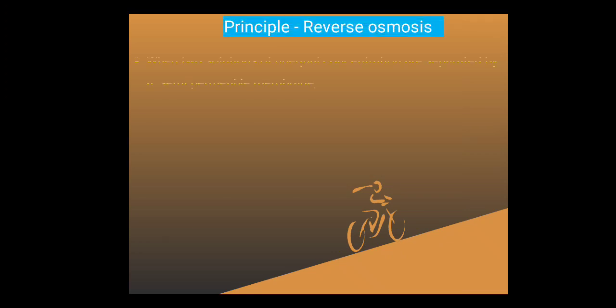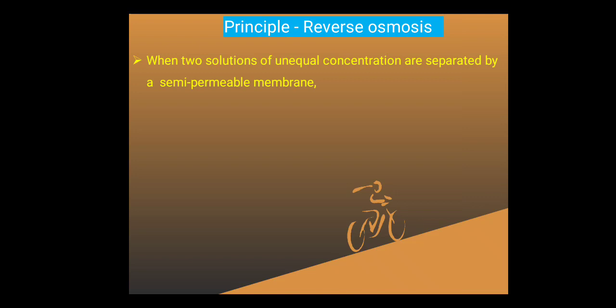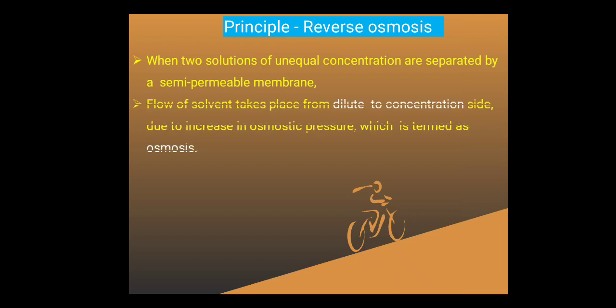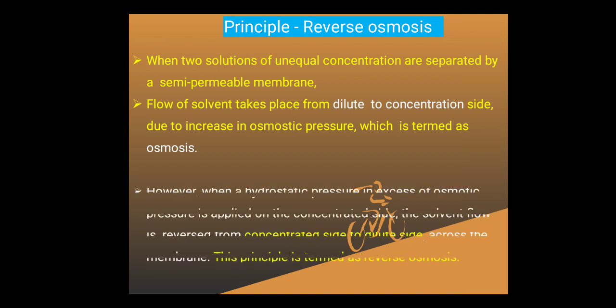So what is the principle of the reverse osmosis process? I think everybody knows the osmosis process. That is, when two solutions of unequal concentration are separated by a semi-permeable membrane, then flow of solvent takes place. This flow of solvent generally takes place from the dilute to the concentrated side, due to the osmotic pressure. This process is called osmosis.